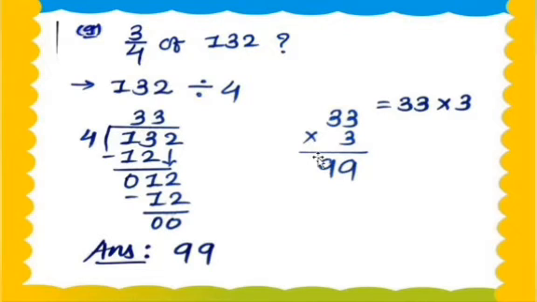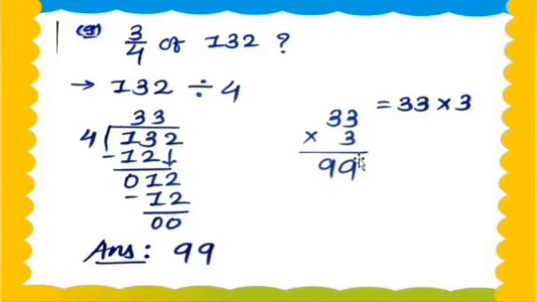33 is our quotient. So we don't divide now, we multiply. 33 multiplied with the numerator. Our numerator is 3. 33 multiplied by 3. Now here we do the multiplication.